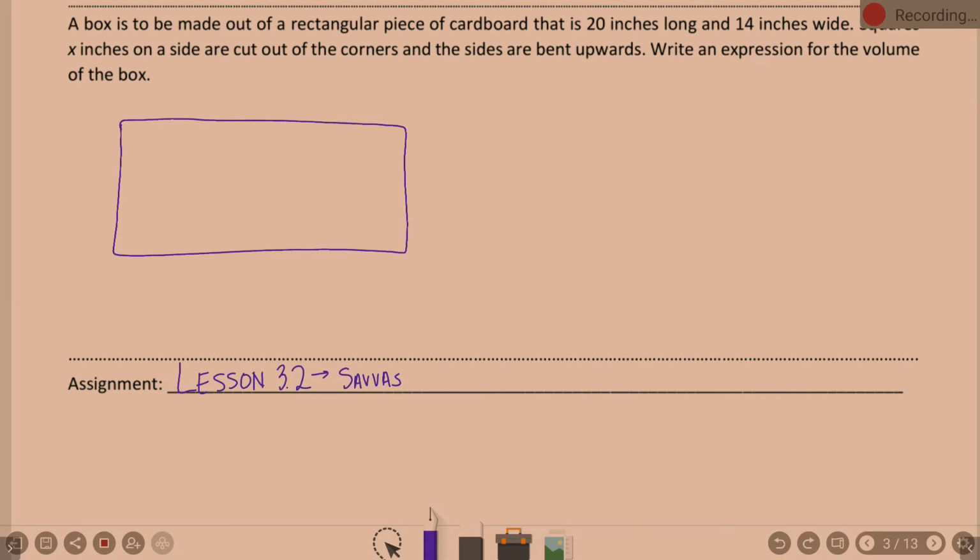Okay. This is a rectangular piece of cardboard. I got my purple rectangular piece of cardboard. A box is going to be made. I haven't made my box yet. Now, this rectangular piece of cardboard is 20 inches long and 14 inches wide. Squares, X inches on a side, are cut out of the corners, and then the sides are bent upwards.